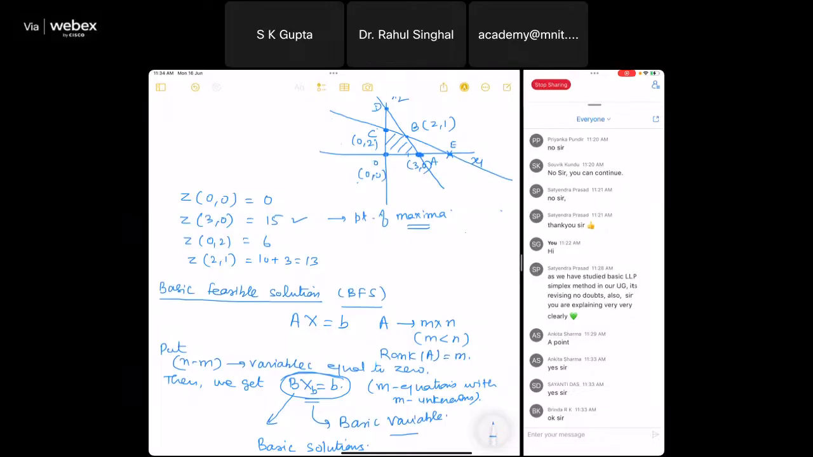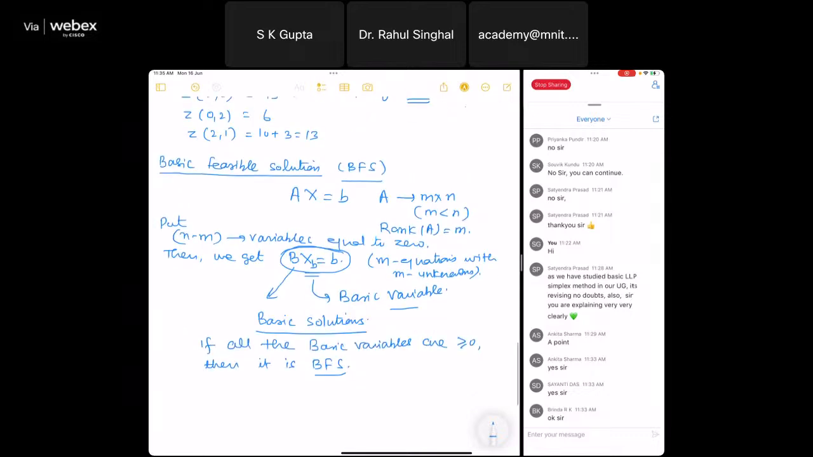Are you getting my point? I want to say that there are two possibilities. One possibility is that there is a one-to-one correspondence between the BFS and the extreme points, right? It will happen when all basic variables are strictly greater than 0. But if there is a basic variable in the BFS which is equal to 0, there may be a case when more than one BFS will correspond to the same vertex, right?